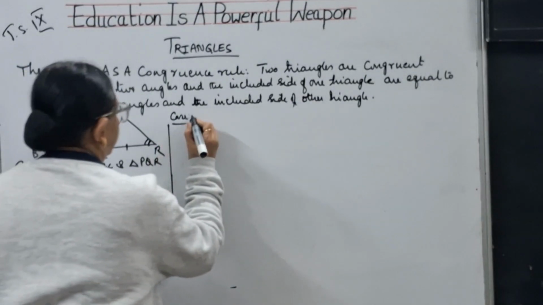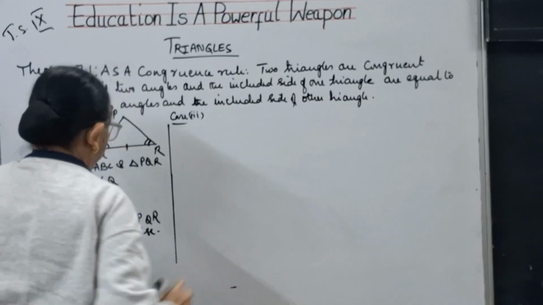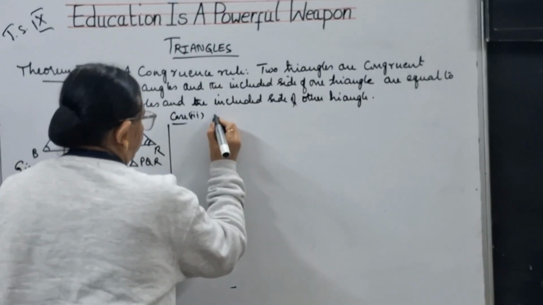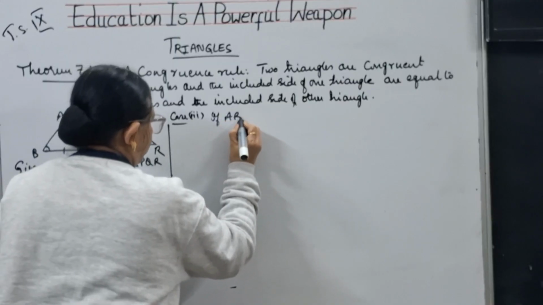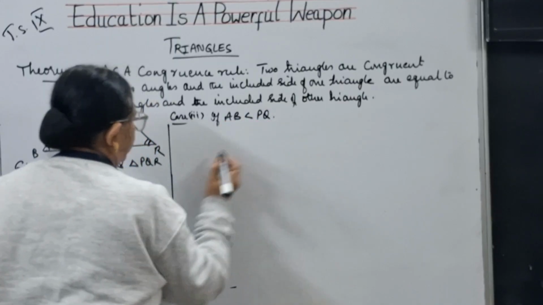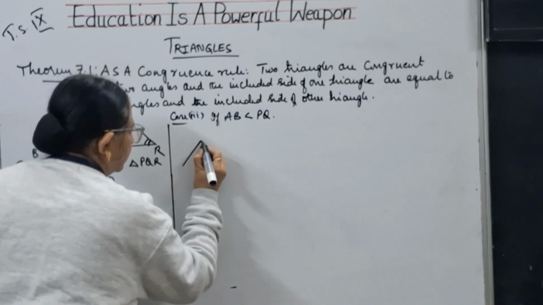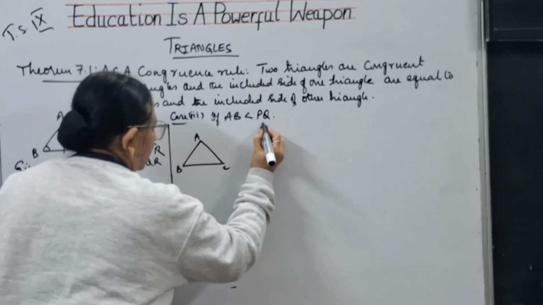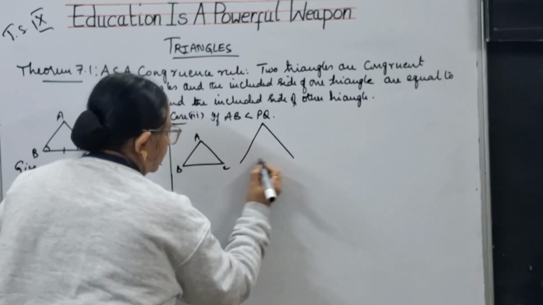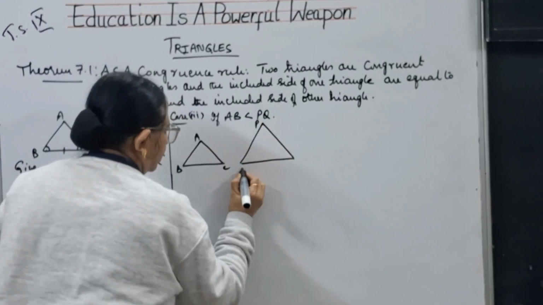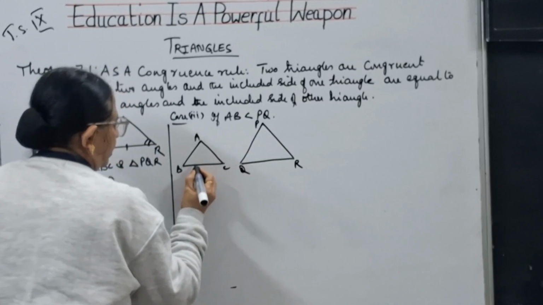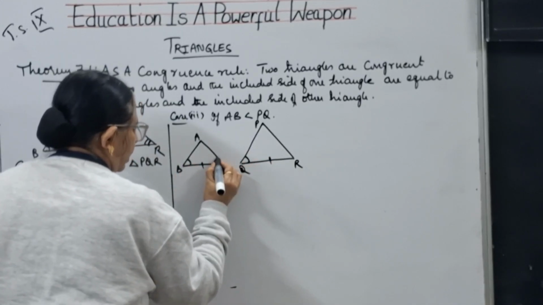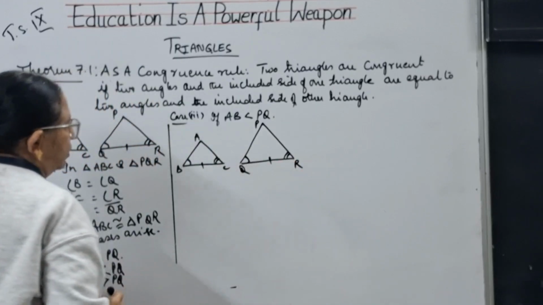Now, case 3, children. In the earlier case, we have supposed that AB is greater than PQ. Now, if AB is less than PQ, see, this becomes triangle ABC, and this becomes triangle PQR. So here they have given BC is equal to QR, angle B is equal to angle Q, angle C is equal to angle R. This is given to us.